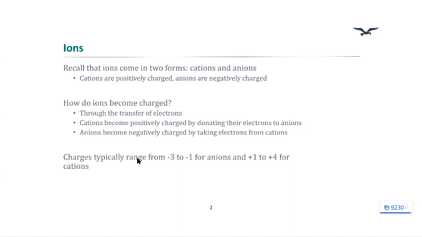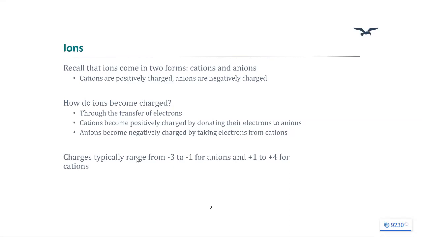And so when it comes to charged particles, we talked about them a little bit in chapter 2. There are the cations, which have a positive charge, and there are anions that have a negative charge. And we know now, based on some of our talk from chapter 2, chapter 3, that electron transfer is the reason for their charge.